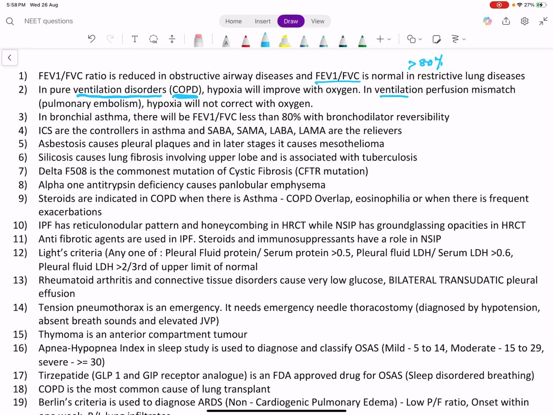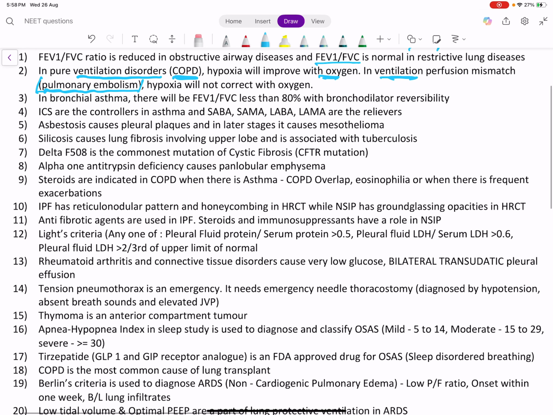Whereas in ventilation perfusion mismatch, an example is pulmonary embolism. Here, ventilation, that is air entry into the lungs, is normal, but the blood supply to a particular segment of the lung is abnormal because perfusion is affected by embolism in the lung, pulmonary embolism. Here, giving oxygen will not improve the hypoxia. So in ventilation disorders, hypoxia will improve. In ventilation perfusion disorders, hypoxia will not improve. This is an important physiological concept which will help us to understand the pathogenesis of pulmonary embolism.